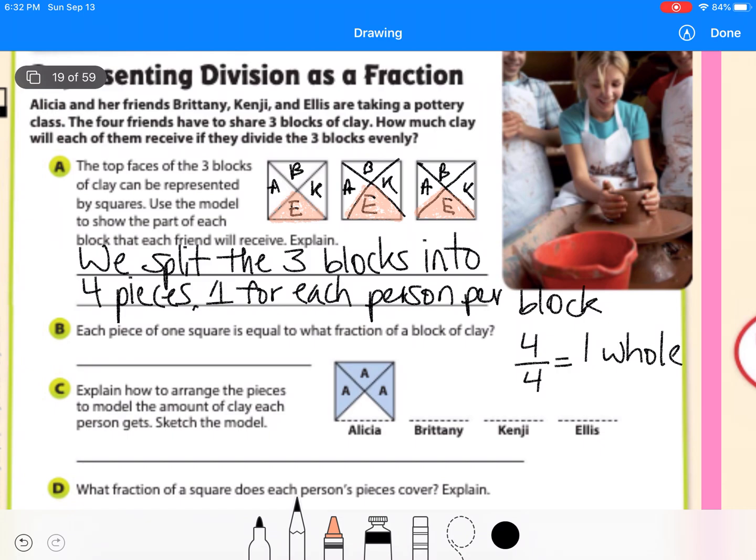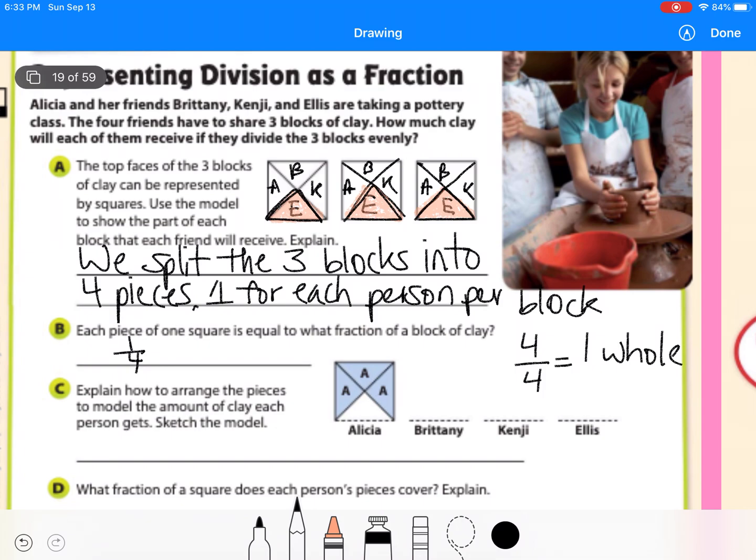Each piece of 1 square is equal to what fraction of a block of clay? So 4 over 4 equals 1 whole. So if we're just looking at the E's, right? Or just the A's, or just the B's, or just the K's, there's only 1 letter in each little portion for each whole block. So each piece of 1 square is equal to 1/4, okay? So each triangle is 1/4. So the E's all get 1/4, right? That makes sense because we split the block into 4ths.